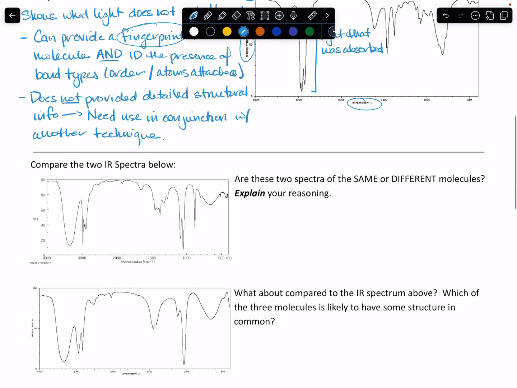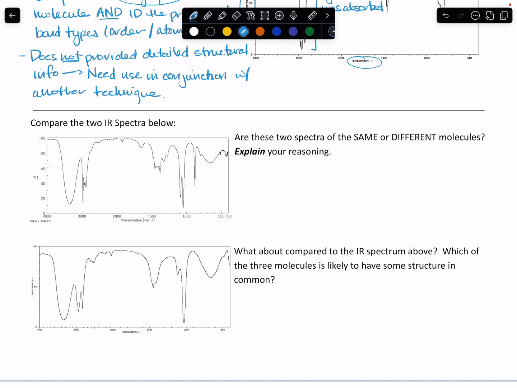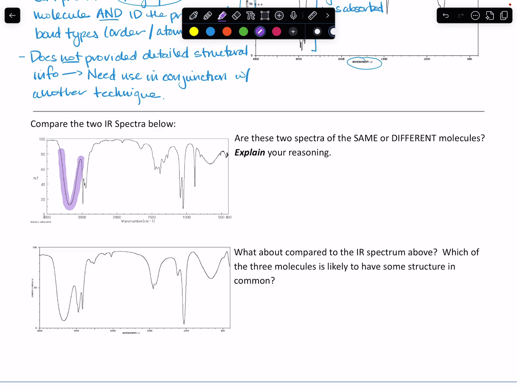For example, down here I have two IR spectra. We'll answer these two questions in just a second, but I want to point out this big peak right here. You can see it's down here too. This is the OH stretching region. So if you have an OH bond within your molecule, and you apply energy at this frequency, then that bond will use it to stretch. Whenever you see that big wide peak, you know that there's an OH group within the molecule, but that's all you know. You don't know what it's attached to. You don't know how many of them there are. You just know that there is one present.